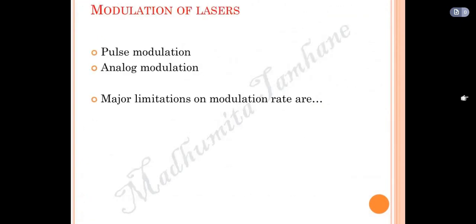Next is how the modulation of lasers is going to take place. That is also one of the most important parts. We need to understand the modulation of lasers as well. The first thing is pulse modulation, and the second thing is analog modulation. We will understand what the major limitations on modulation rate are, how the modulation varies, and what factors the modulation depends on. That is also one of the factors we need to understand while designing the laser, right? Let us proceed with that.